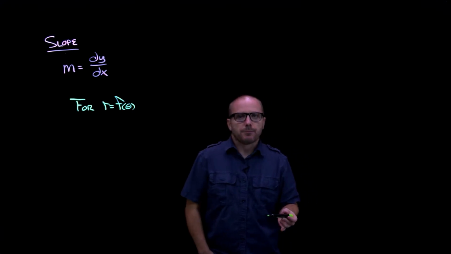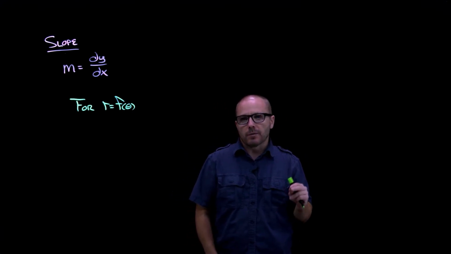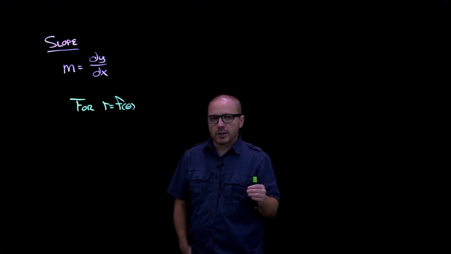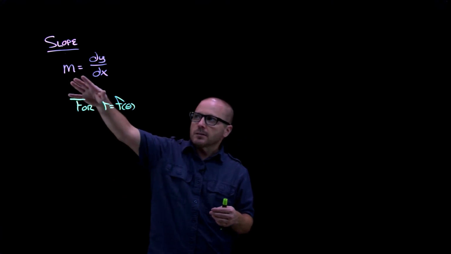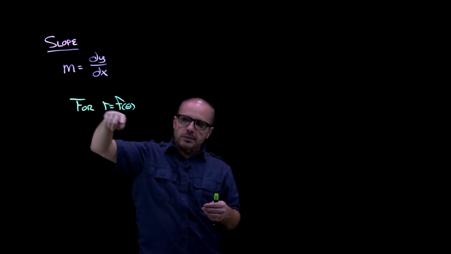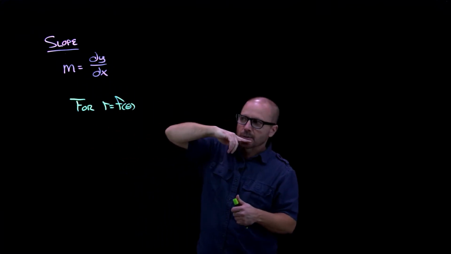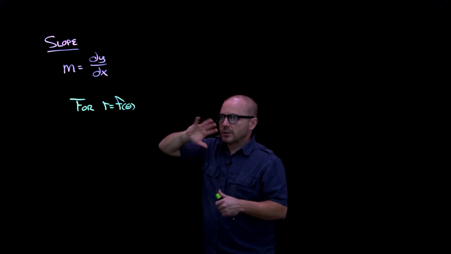So now let's look at how we can determine the slope of a tangent line, or the slope of a curve, when it's described in polar coordinates. So recall that slope is dy/dx. We have no y's or x's in here, so we've got to figure out how we can determine this.